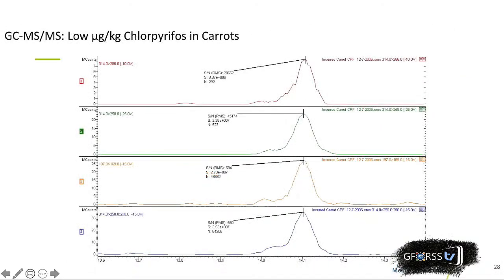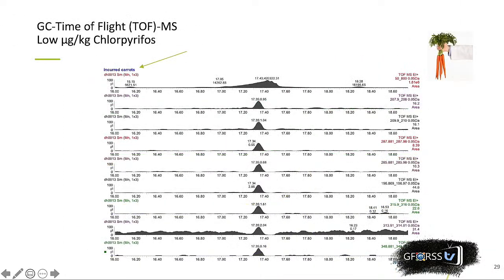So we go to GCMSMS, and for the same sample, we were looking at the transitions of 314 to 286, and 314 to 258, and 314 to 250, and 197 to 169. All of them have very high signal-to-noise ratio and no interference. Now we look at the GC time-of-flight mass spectrometry chromatograms. Low microgram per kilogram chlorpyrifos in carrots is observed again. I should mention that all of these chromatograms in the previous slides and this slide were acquired from incurred samples.